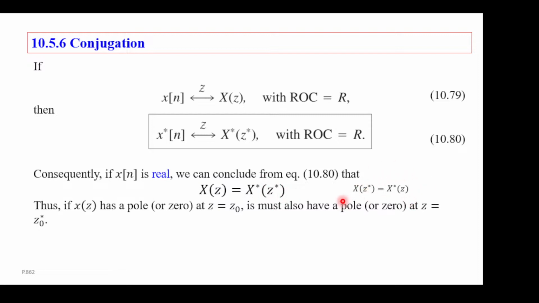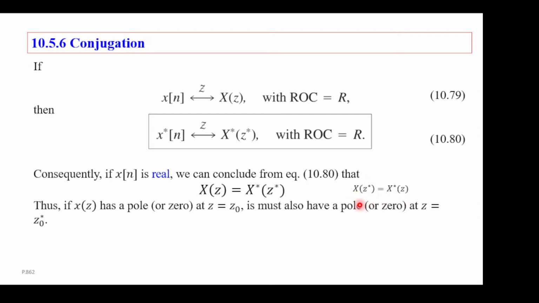And then a slightly more useful form is you do complex conjugation on both sides, then you get big X of z star equals big X star of z. Okay, and this tells you something about the poles and zeros in X of z, which is very expected. It says that if X of z has a pole or zero at z0, then it must also have a pole or zero at z0 star. So all the poles and zeros form conjugation pairs, and you can check from the previous examples that this is actually true.